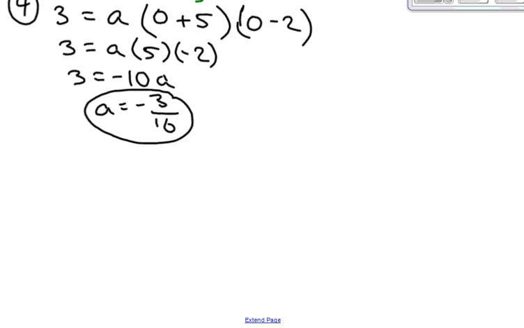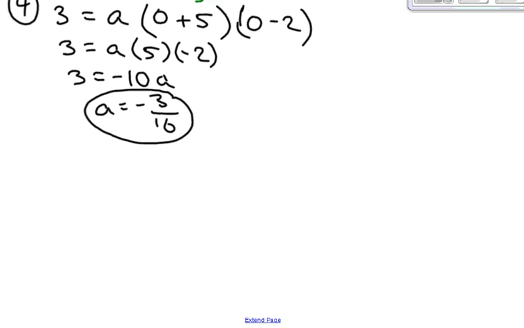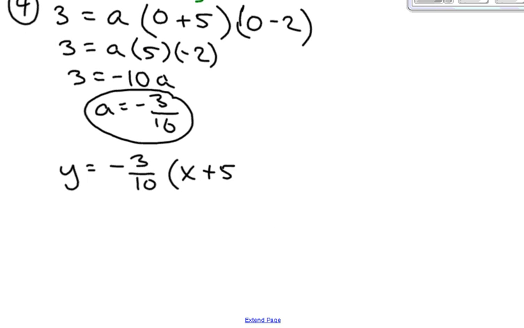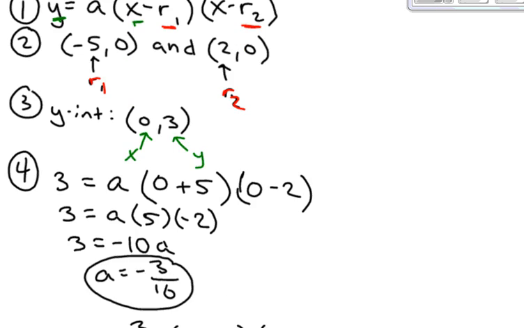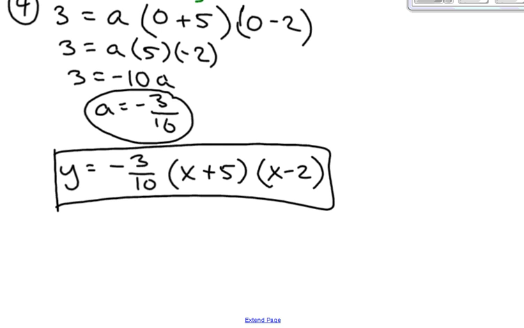Now we want to put all of that together. So going back to my factored form, we have y equals a, so that's negative 3/10, times x minus root 1, which was minus 5, so that would be plus 5, and x minus root 2, which was 2. And so that is my answer, and we'll do example 2 in class.